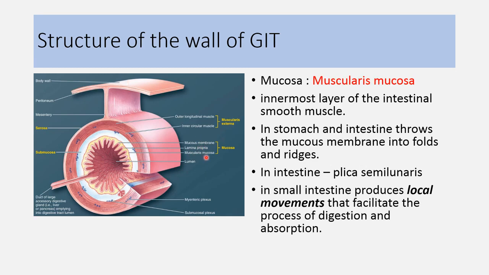Muscularis mucosa is the innermost layer of the intestinal smooth muscle. In the stomach and intestine, it throws the mucous membrane into folds and ridges. In the intestine, it forms plica semilunaris. In the small intestine, it produces local movements that facilitate the process of digestion and absorption.